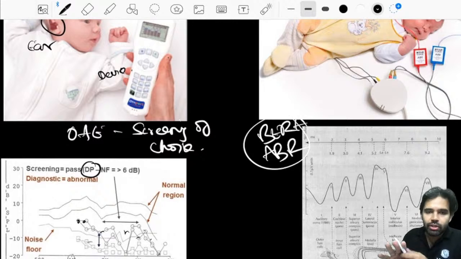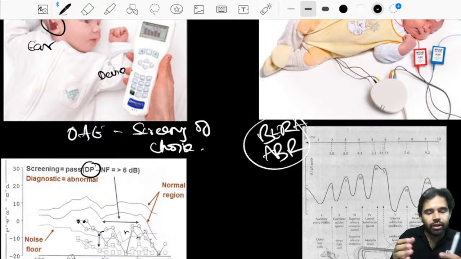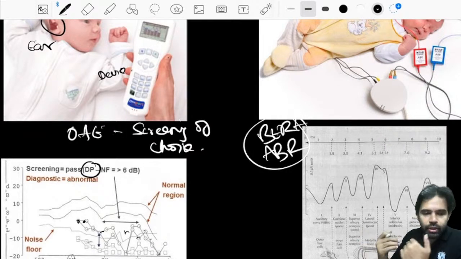So otoacoustic emissions are of three types. One is spontaneous, where you don't do anything. Another is where you give a single tone, and the other is where you give a double tone, which is the distortion product. So these are the three types, and then you look for the response.